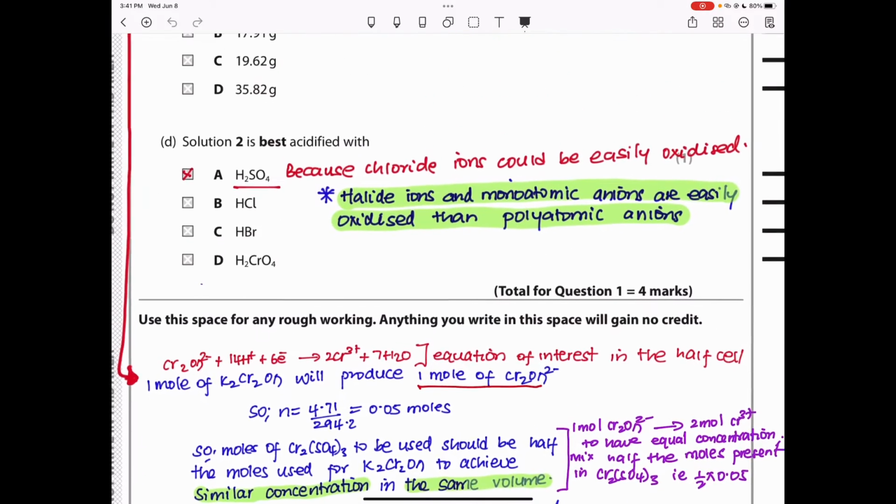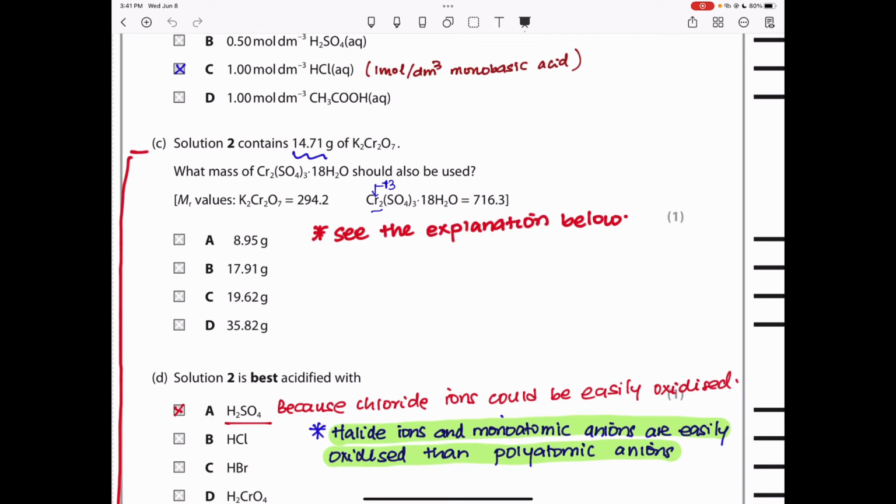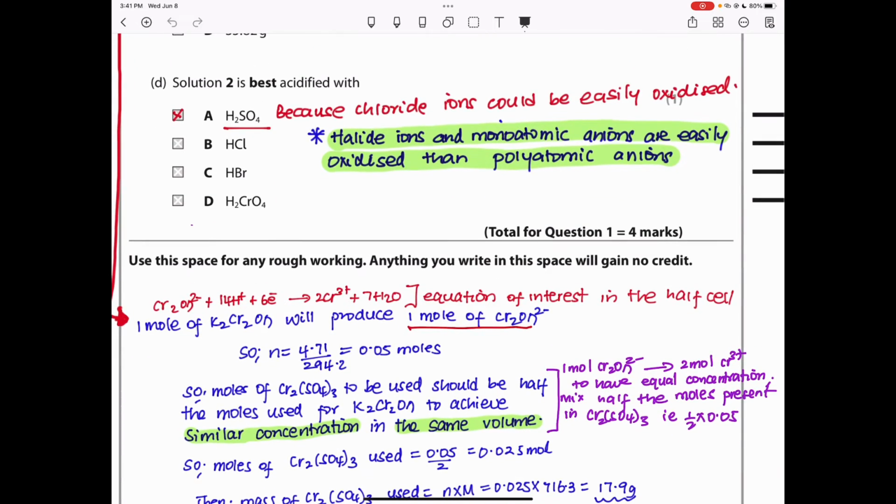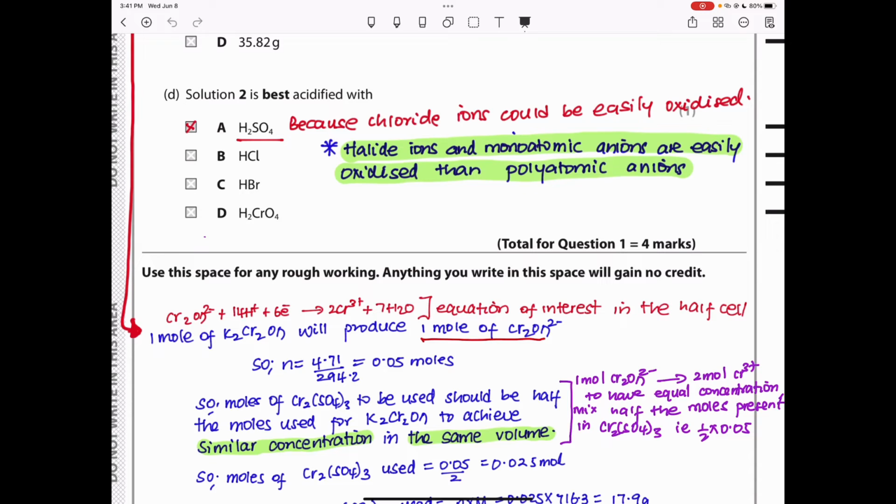From the question, the mass of potassium dichromate was given to us, which is this. So we will do that mass, divide by the molar mass of potassium dichromate in order to find the number of moles as 0.05 moles. So in that dichromate chromium 3 half cell, there are going to be 0.05 moles of dichromate.